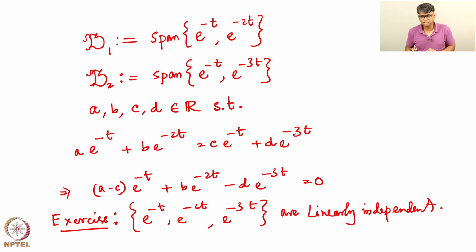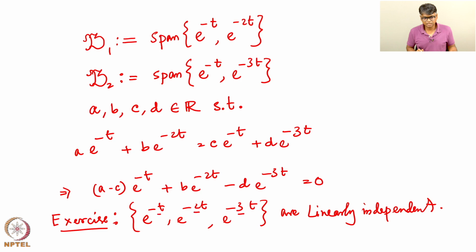Yeah, these functions must be linearly independent. It's very easy to check. Just use some derivatives and then use Vandermonde matrix kind of ideas. But you can show that as long as these exponents are different, the functions are linearly independent.